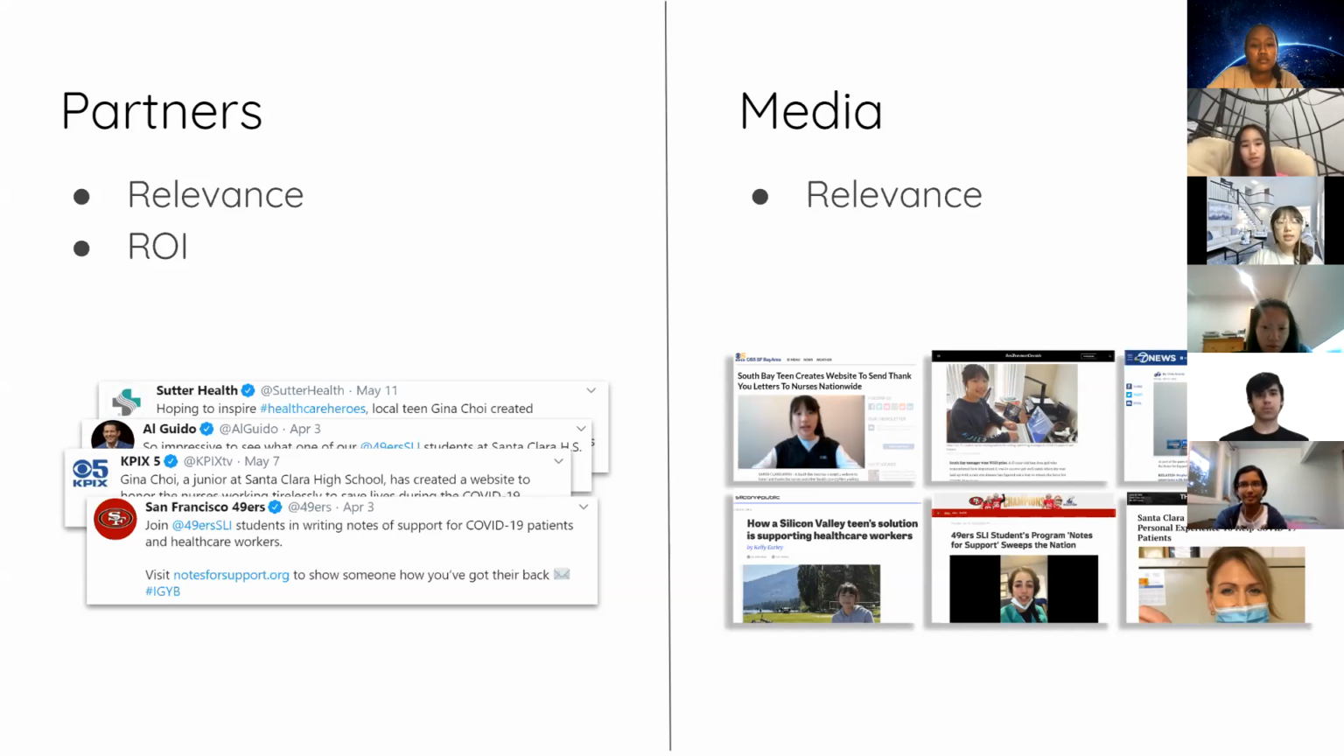Now, the media is the best method for getting users. For example, after I went on TV, the radio, and a couple newspapers, thousands of people started coming on the Notes for Support website every day. Now, as I said before, getting partners and media coverage is not easy, but it is definitely possible. And I've seen a lot of students actually get featured on the media and news, especially for COVID-19 cases, because it's a huge thing right now. So keeping all of these things in mind will definitely help you.